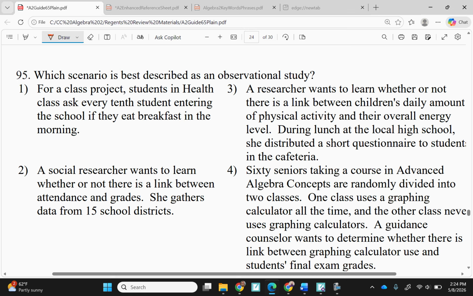Choice 1, for a class project, students in health class ask every 10 students entering the school if they eat breakfast. They're asking, that's a survey. 2, a social researcher wants to learn whether or not there's a link between attendance and grades. She gathers data. She's not asking questions. She's not giving anybody anything. That is an observational study.